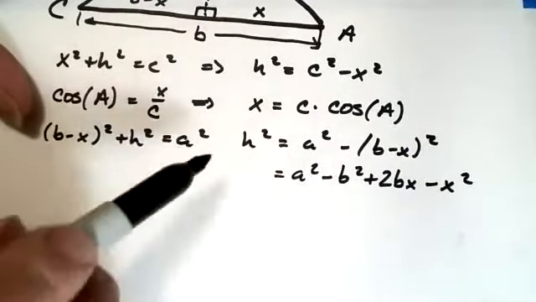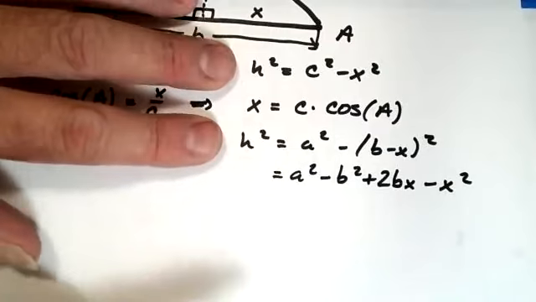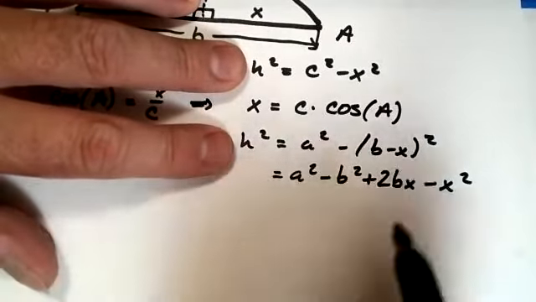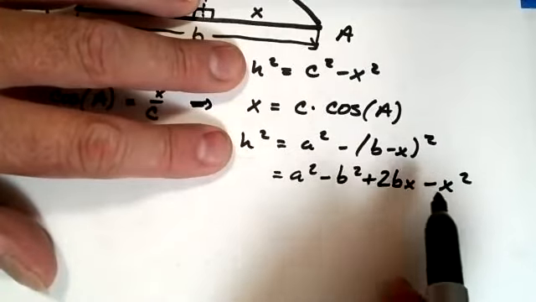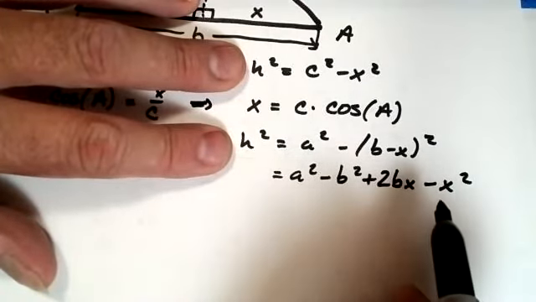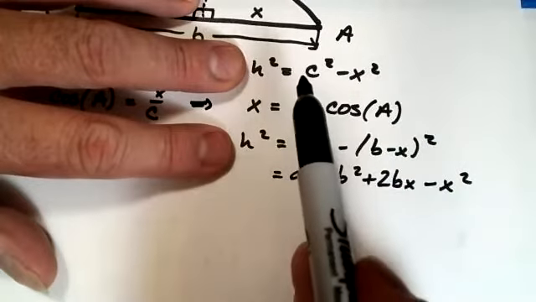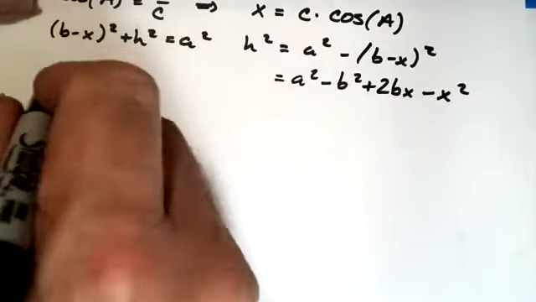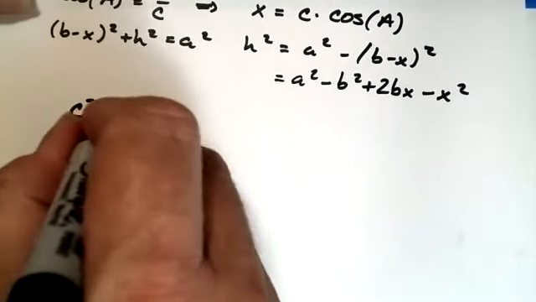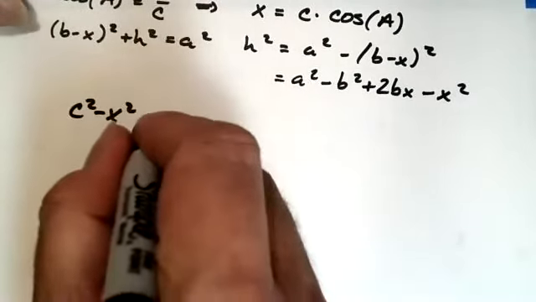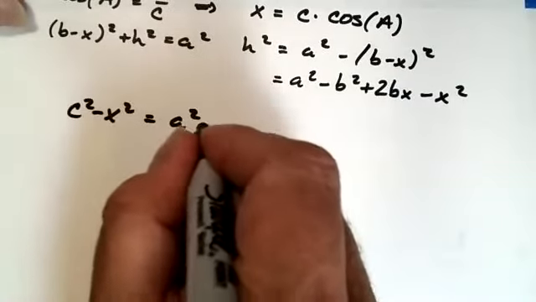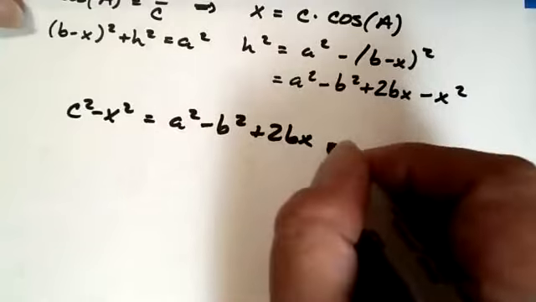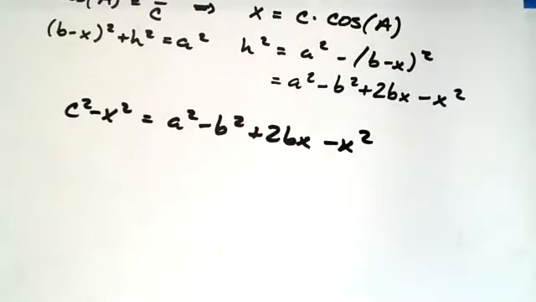So now what I'm going to do is relate equation number 1 with equation number 3. The right-hand side of equation number 2 will be equal to the right-hand side of equation number 1. I'll go ahead and write that down here. So c squared minus x squared is equal to a squared minus b squared plus 2bx minus x squared.